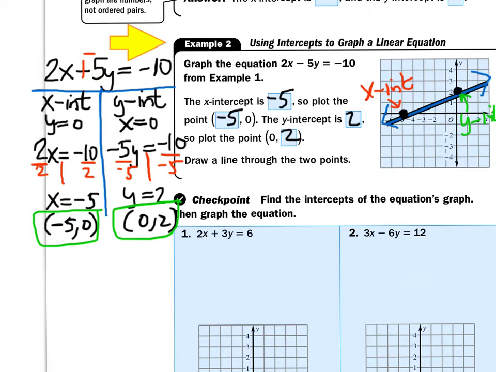Now, when you're writing the intercepts, I want you to write it like a point. Okay, so notice how the x-intercept is negative 5, but we write it as a point, negative 5, 0. Well, that makes sense because remember, the first number always goes in for the x.